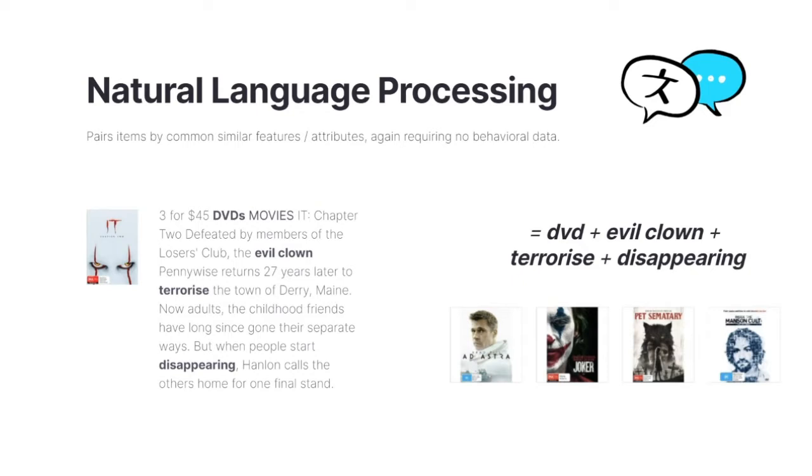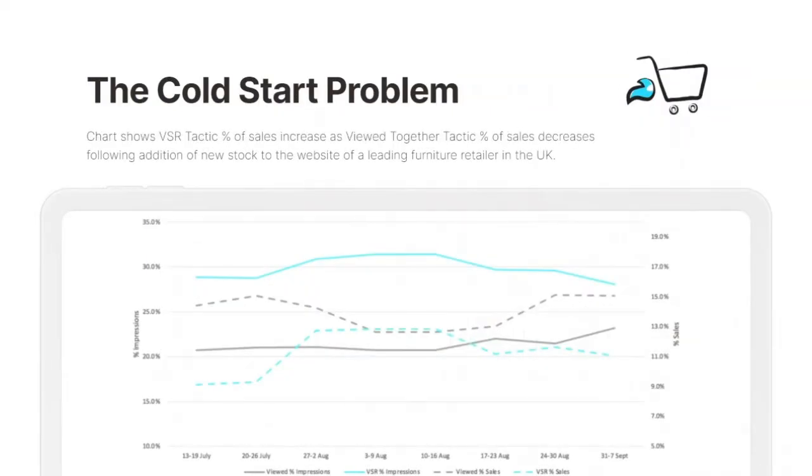So those are our three core technologies that underpin our personalization engine and help us to optimize search, recommendations, and also merchandising. And here's an example of these technologies working together.